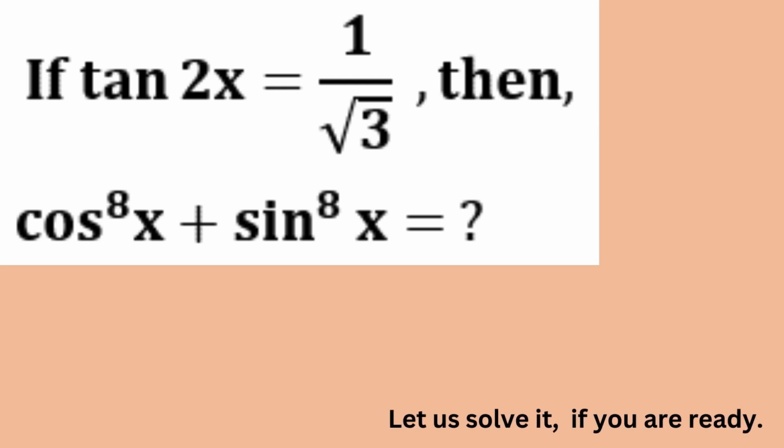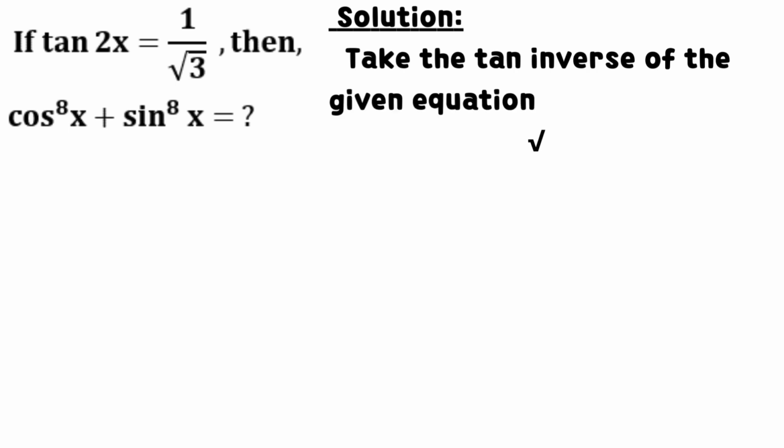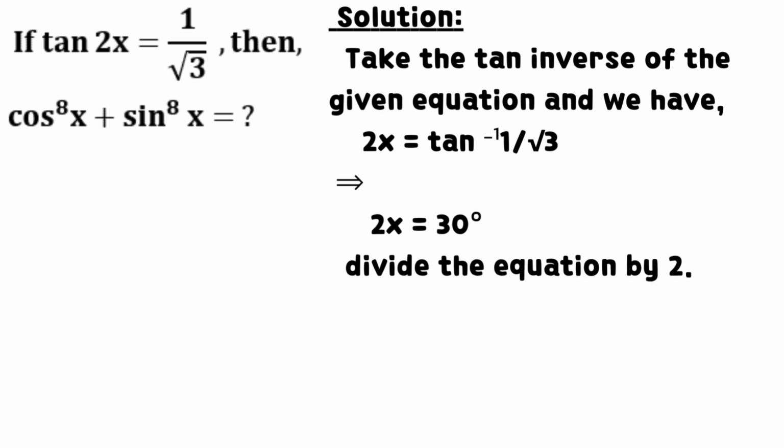What is the sum of cosine x to the power of 8 and sine x to the power of 8? Take the tan inverse of the given equation and we have that 2 times x equals the tan inverse of 1 divided by the square root of 3. It implies that 2 times x equals 30 degrees. Divide the equation by 2. x equals half of 30 degrees, which equals 15 degrees.